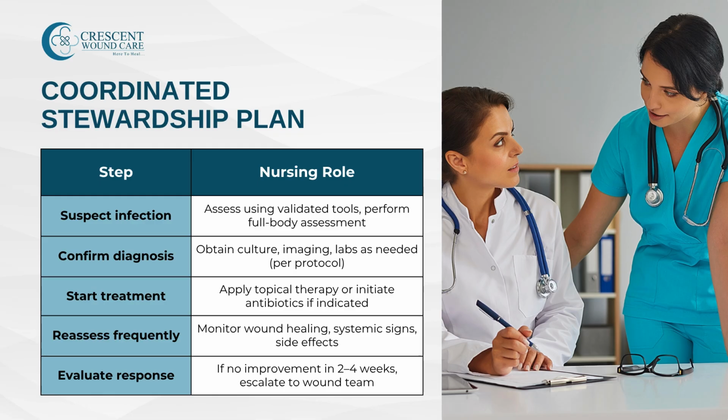Effective biofilm and infection control requires a structured plan. 1. Suspect infection. Use your clinical tools and holistic assessment. 2. Confirm the diagnosis with culture, imaging, or labs as per protocol. 3. Start treatment. Begin with topical or systemic therapy based on findings. 4. Reassess. Monitor wound healing, pain, signs of spread, or adverse effects. 5. Evaluate. If no improvement in 2 to 4 weeks, escalate to a wound care specialist or advanced care center.